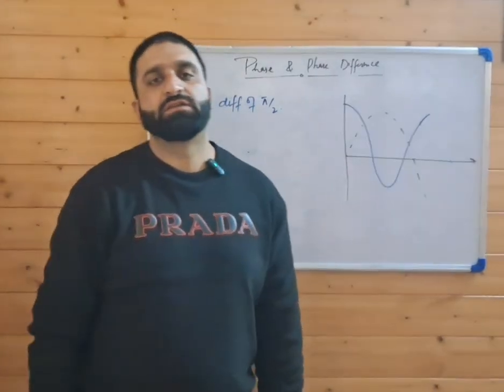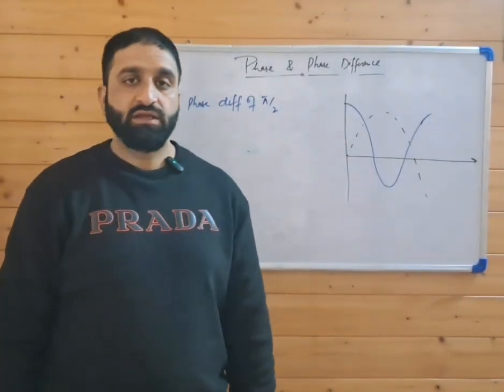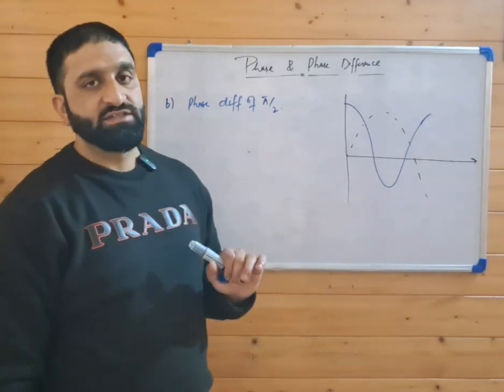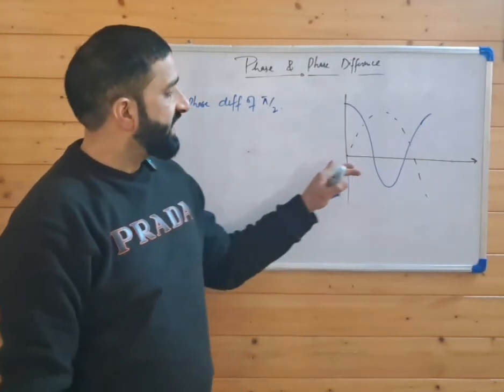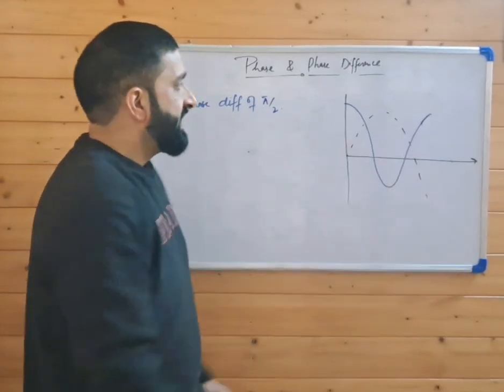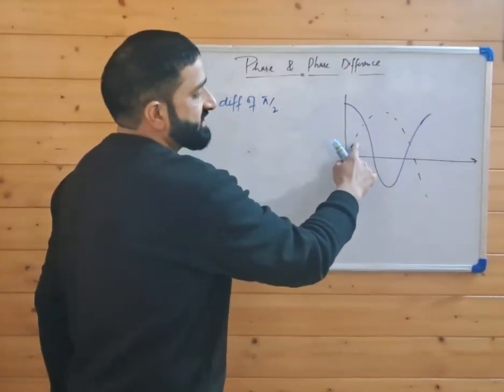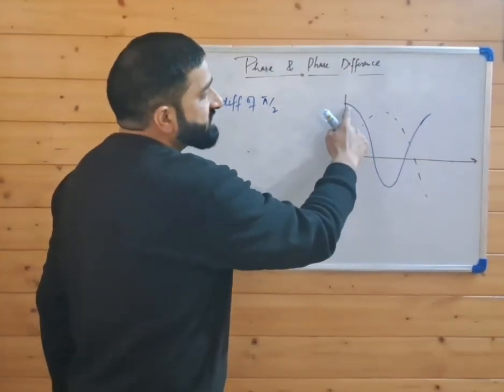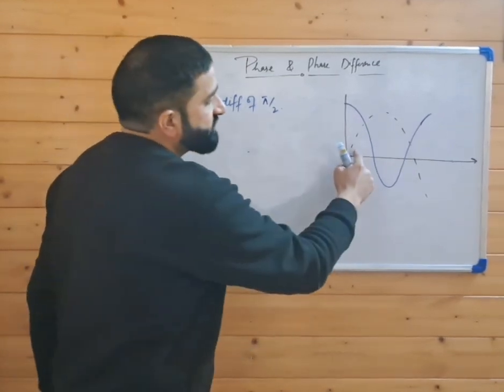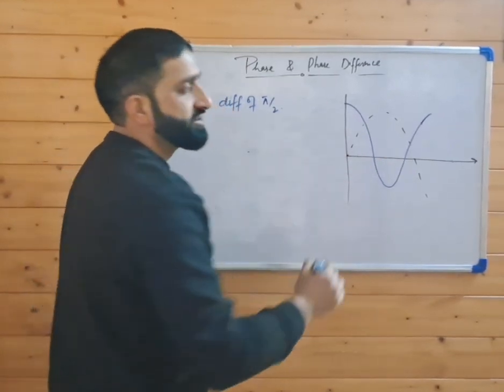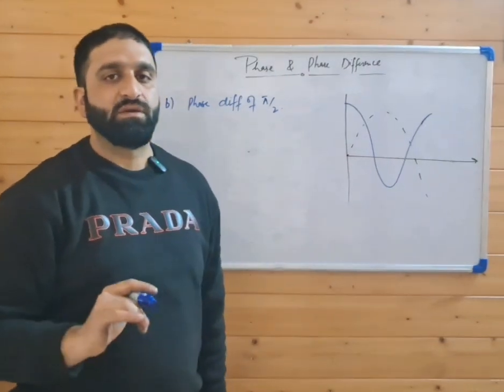Now taking the phase difference of pi by 2, that is, the phase difference between two vibrating particles is pi by 2. It can be graphically shown like this. This is oscillating body number 1, this is oscillating body number 2. Body 1 has already completed 1/4 of a cycle when this body starts from the mean position. So we have got a phase difference of pi by 2.